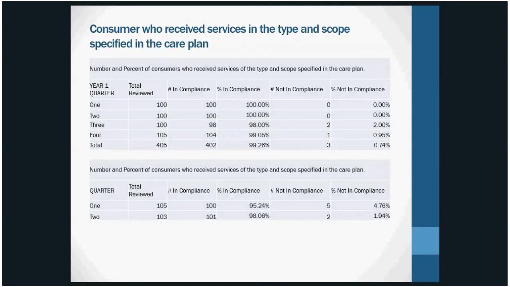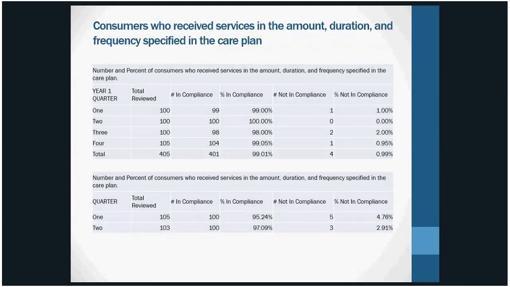For consumers who receive services in the type and scope specified in the care plan, again, really high performance at a little over 98%. For consumers who receive services in the amount, duration, and frequency specified in the care plan, we're at 97%. Again, very high compliance.